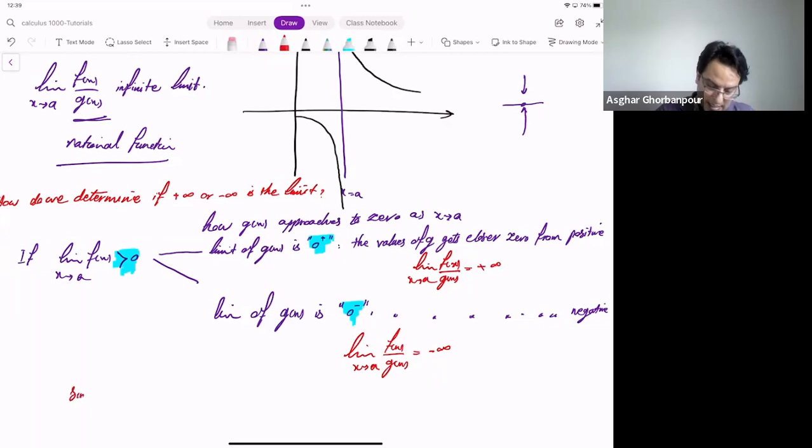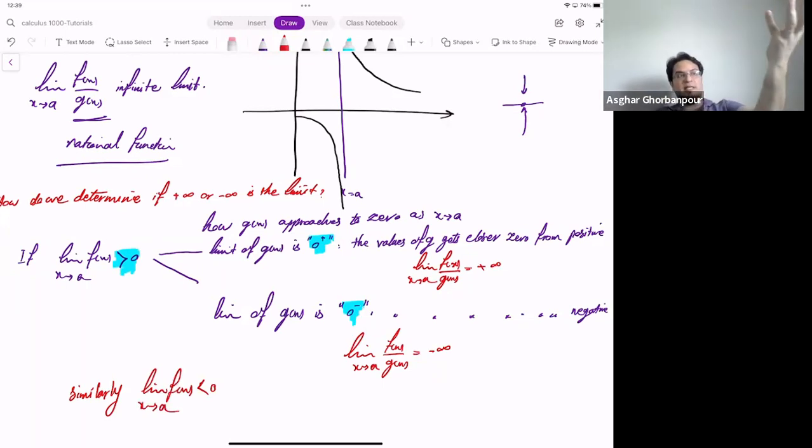Similarly, this will work when the limit of f of x is negative. So you basically see the limit of the numerator. Is it positive or negative? Now, the second thing is to determine if we're getting closer to zero in the denominator using positive numbers or negative numbers. And then you multiply the signs of the numerator and those values which are getting closer to zero. And then that will give you the sign for infinity. Before I go to do examples, are there any questions, any comments here?